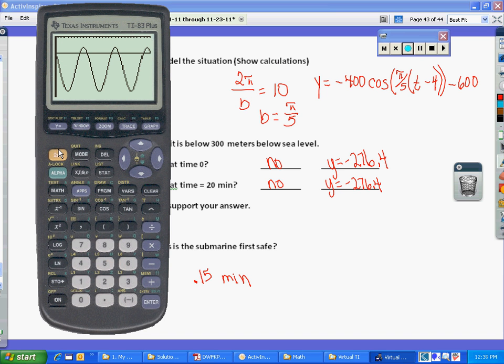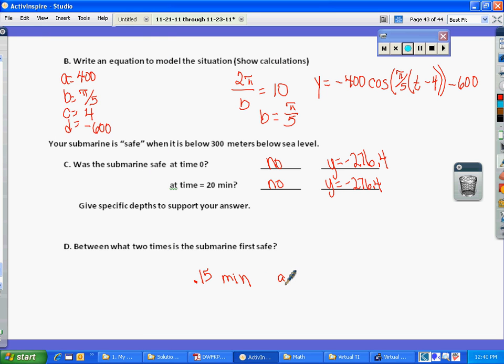So again, I'm going to go second trace or calc, and I'm going to do intersect. But this time I want it to intersect closer to, so I'm going to put my cursor closer over here to that point where I want it to find. So I want to find the point around this intersection. So hit enter, it will jump back up to that curve, hit enter 2 more times, and you will see that it intersects again at 7.849, which is about 7.85. So the submarine is first safe between 0.15 minutes and 7.85 minutes. And again, you have to use your calculator to do that.